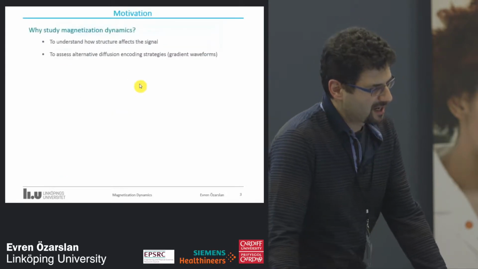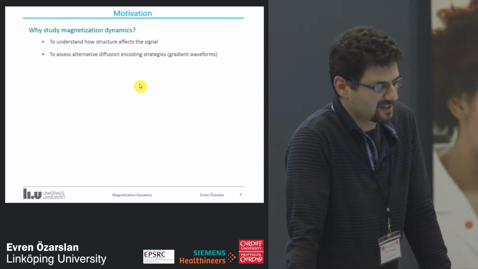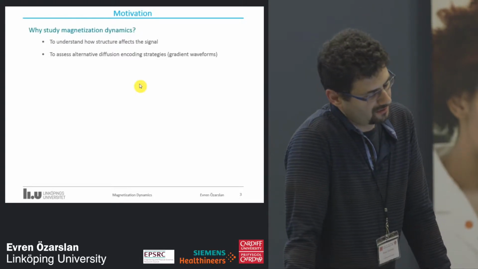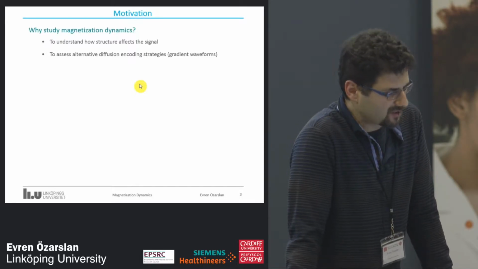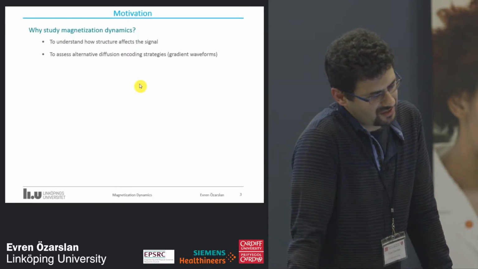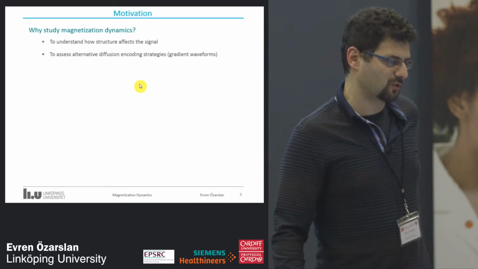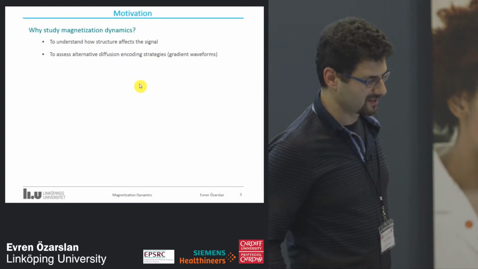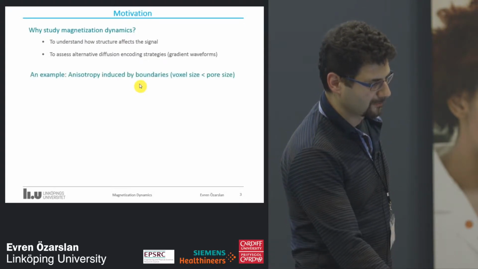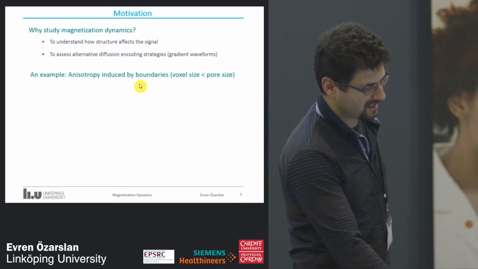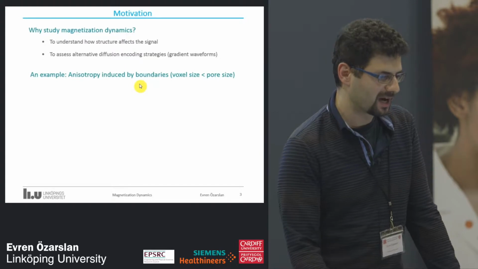So why do we study magnetization dynamics? And the answer is, I think, clear: to understand how structure affects the signal. And another reason is to assess alternative diffusion encoding strategies and gradient waveforms. And actually, Ivana's talk is a beautiful example of what I mean by this, so I won't elaborate on it much. And so I'll start with a brief example, and this is the anisotropy induced by boundaries.